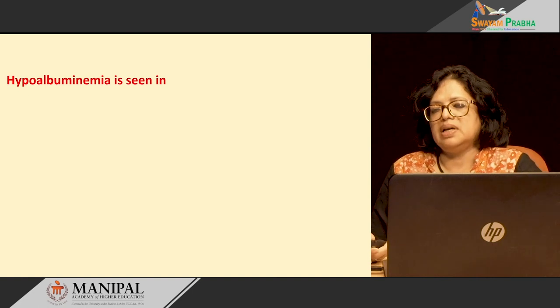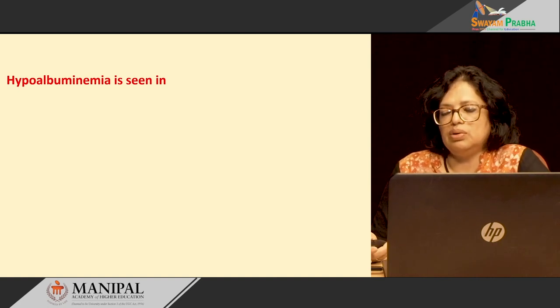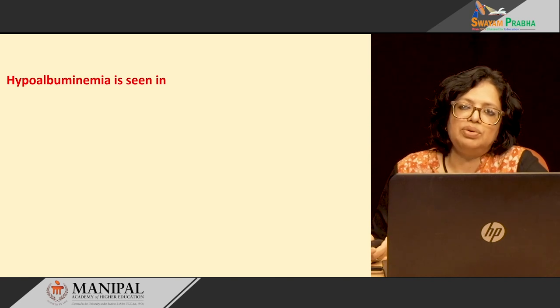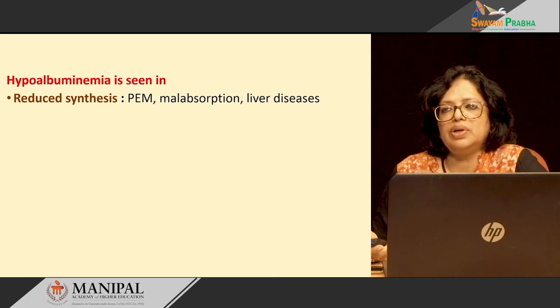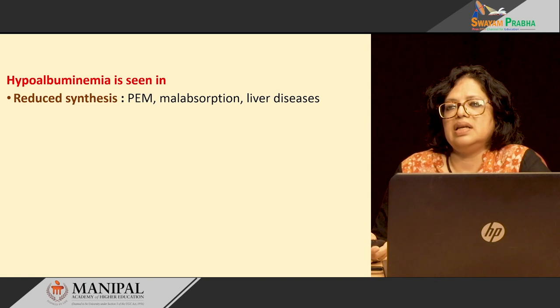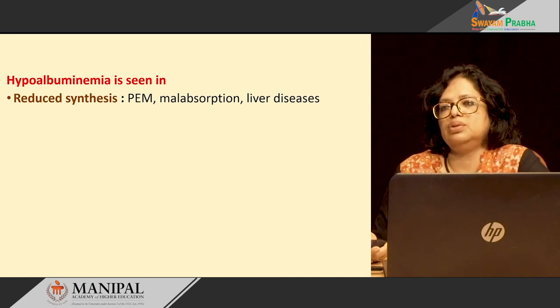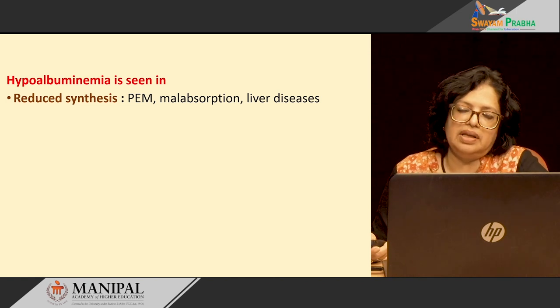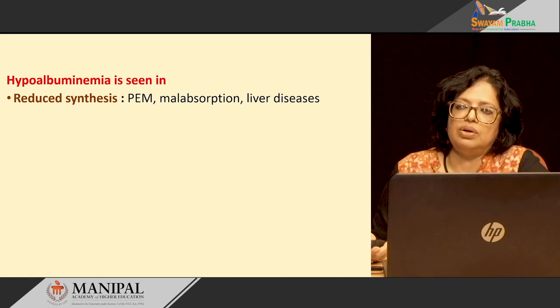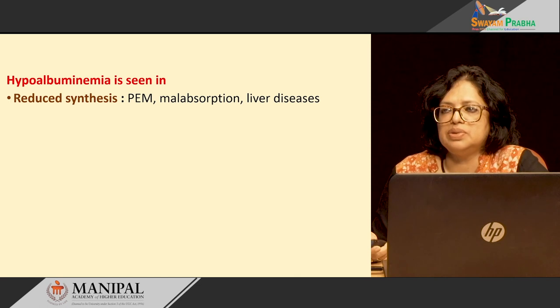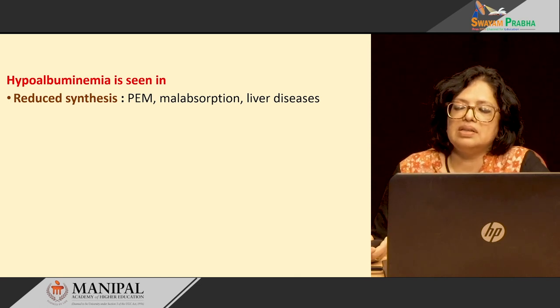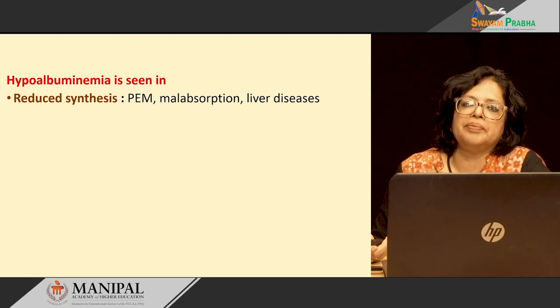Now, hypoalbuminemia is a condition where plasma albumin goes below the normal level. It may be due to different reasons, like for example, reduced synthesis as seen in protein energy malnutrition, where there is decreased intake of protein due to unavailability of protein in famine conditions or during wartime when people do not get enough food to eat. Malabsorption, which affects the intestinal cells, and due to this the protein absorption, the amino acid absorption will be very low. Liver diseases cause a decreased synthesis of albumin.